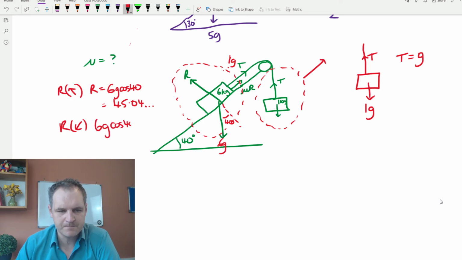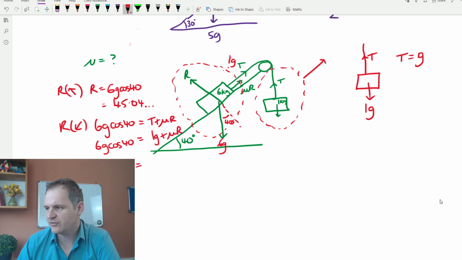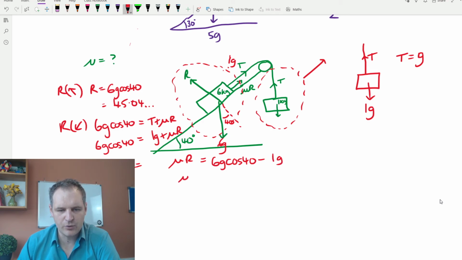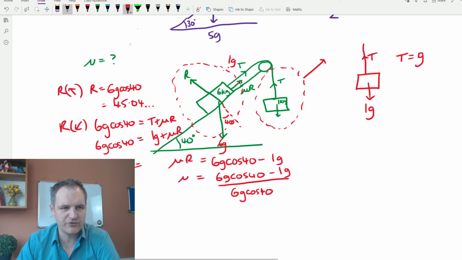6g cos 40, and that force coming down this way is going to be equal to T plus mu R. And that means 6g cos 40 is equal to 1g plus mu R. But we have a value for R, so we can say that mu R is equal to, let's move that over there, mu R is equal to 6g cos 40 minus 1g, so therefore mu must equal 6g cos 40 minus 1g all over 6g cos 40. And that should have been sine all the way.